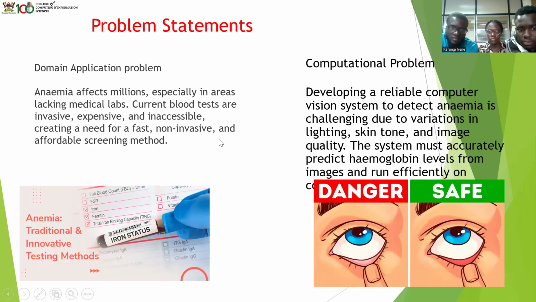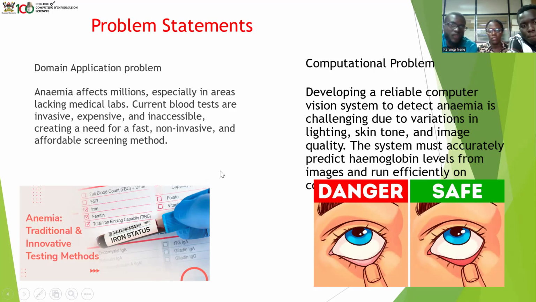So our problem statement for this project, we have split the problem statement into two. We have the domain application problems, and these ones affect more of the population base. As we can see, anemia affects millions of people, especially in areas where people lack medical lab facilities to test it. For example, currently, it's through blood samples, which is an invasive method because you have to inject the body, and it's also expensive and inaccessible to many. So we are creating a first non-invasive method to enable this anemia detection process.